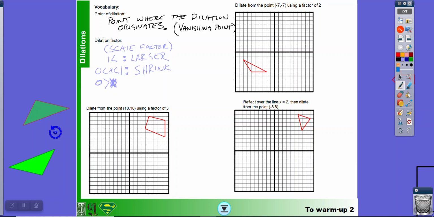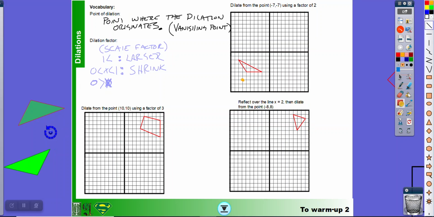So my first step is to locate that point on the grid. So go ahead and put a dot at (-7, -7). And then from that dilation point, we're going to draw some construction lines from the center of dilation through the vertices to the end of the grid.